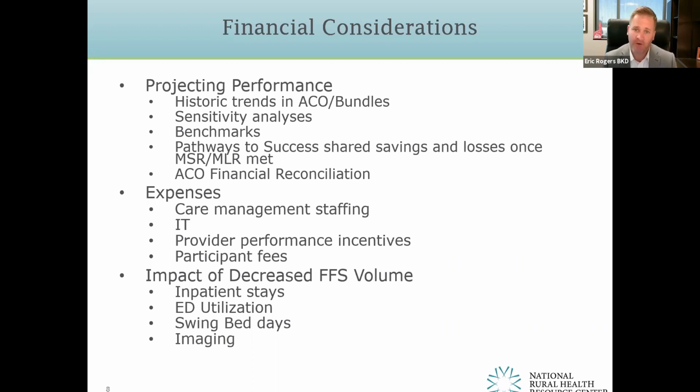Inpatient stays would be going down in an ACO if it's effective. The ED utilization would go down, and a big one for our critical access hospitals that are getting cost reimbursed for their swing bed days. Every day in the swing bed, you may be making $1,500 to $2,200 a day for your Medicare fee-for-service patients in the swing bed program. That's a lot of money that would make an ACO a loser on that end if you had an aggressive swing bed program on your Medicare patients.